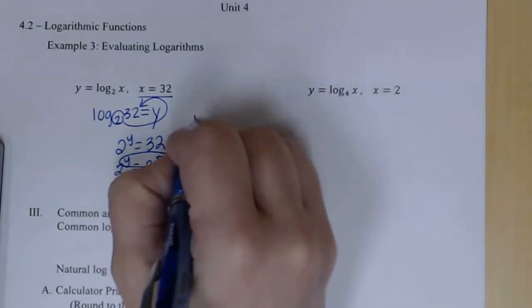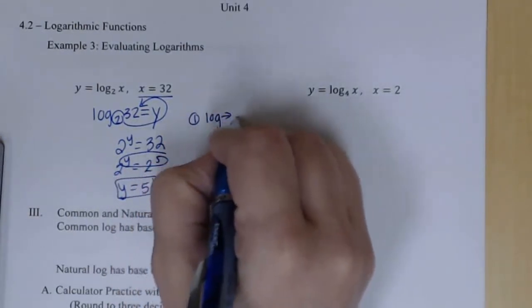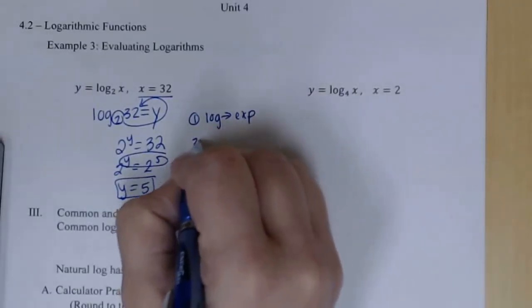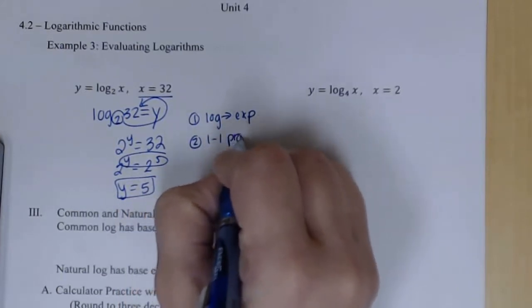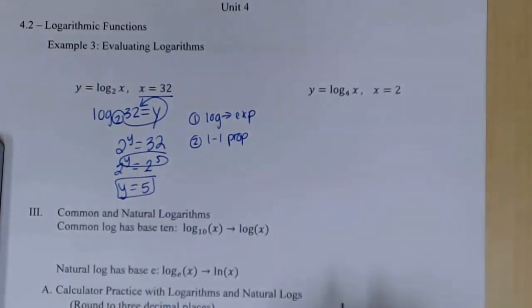So two things we did here. One, we went from a log to an exponential. And then two, we used that 1-to-1 property in order to solve. So you're going to see lots of stacking of properties as we go.